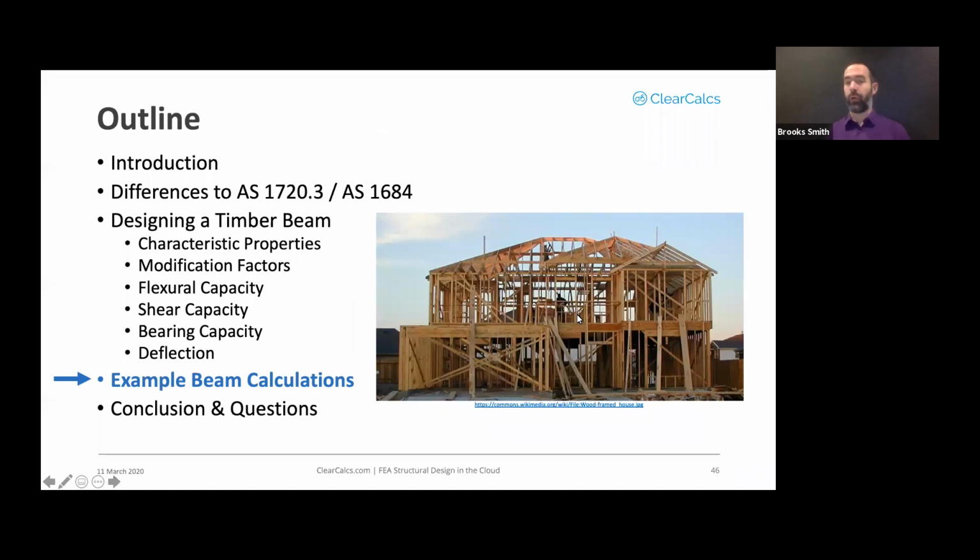So that's a total design for a beam. I'll go through a couple of example calculations now, both a simpler and a more complex one.